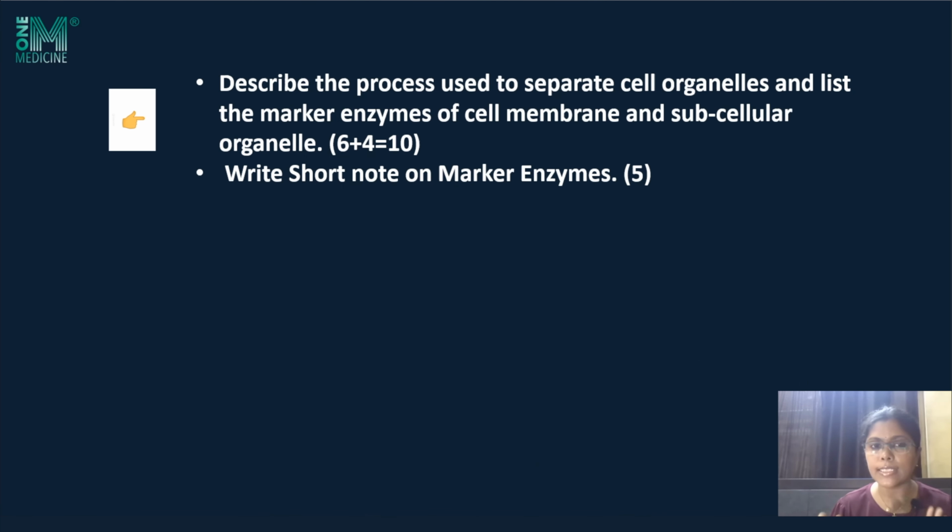Next, we will have an idea regarding what questions come in the exam. Describe the process to separate cell organelles and list the marker enzymes of the cell membrane and subcellular organelles, 6 plus 4. Write a short note on marker enzymes, 5 marks. These questions have appeared in various university examinations of different states. So make a note on this.